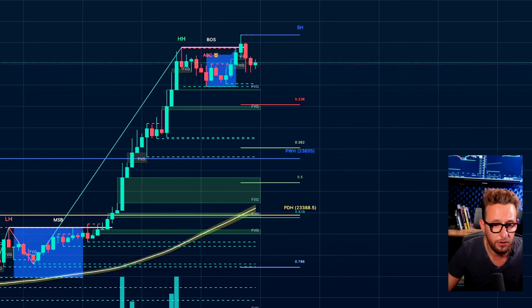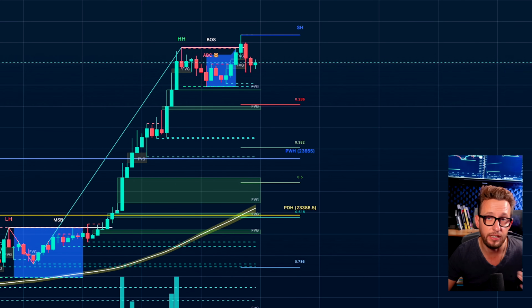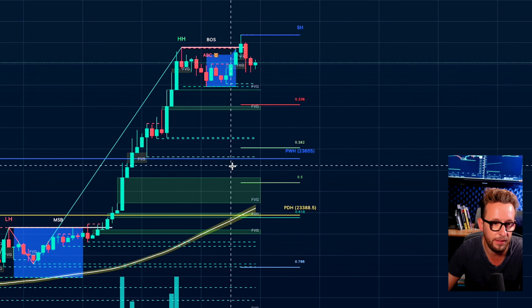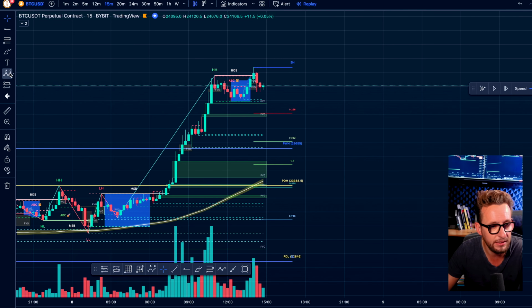Fair value gaps are made when price moves in one direction or another way too fast, where orders may be left behind, making the price unfair, if you will, creating these fair value gaps. Now, fair value gaps are an inefficiency in the market, and as an algo trader, you're always looking for inefficiencies in the market to exploit and take advantage of, and it's one thing that I found works extremely well. So we have our ABC pattern up the top here.